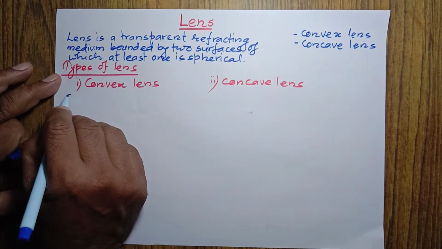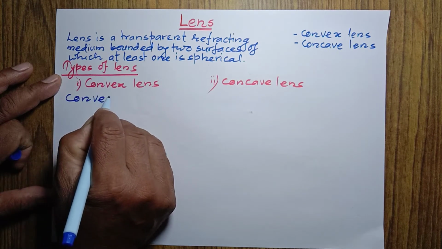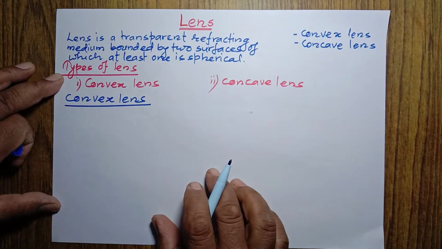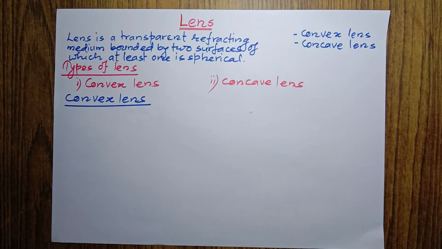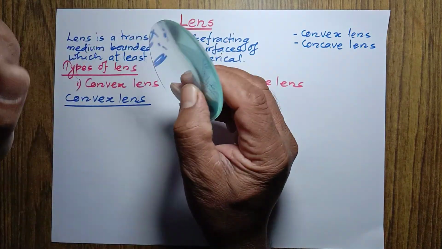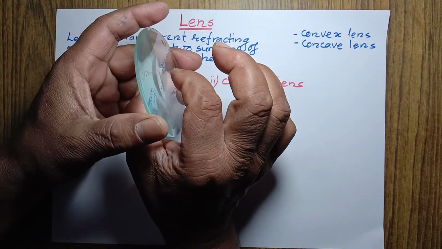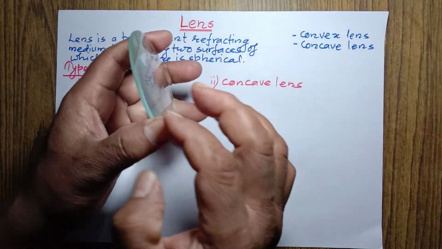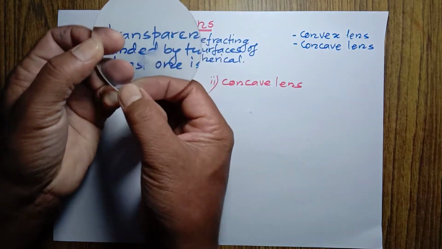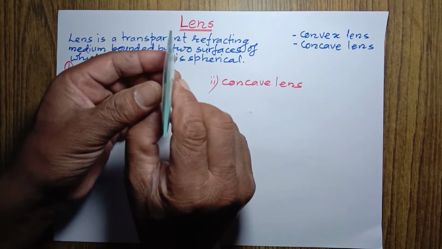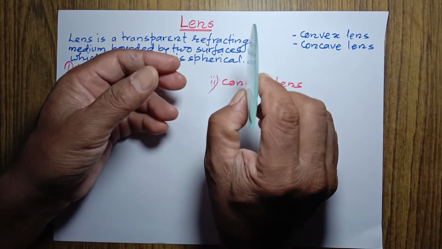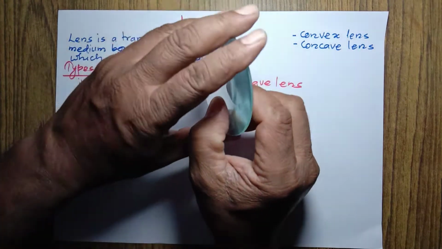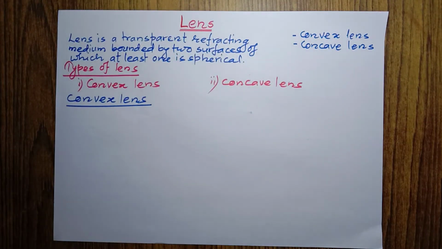Look at this, convex lens. I'm talking about convex lens now. A lens which is thicker in the middle. Look at this, this lens is thicker in the middle. This middle side is thick, but the edges are thin. All these edges are thin. The middle side is what? Thick. It is thicker in the middle and thinner at the edge. This is convex lens. But a convex lens may be of different types.